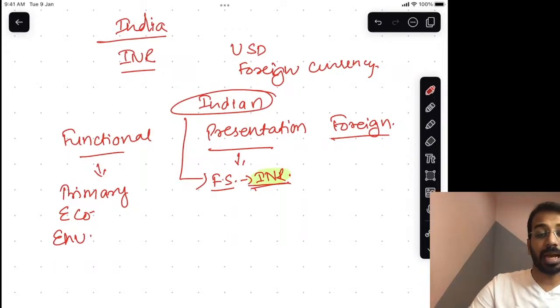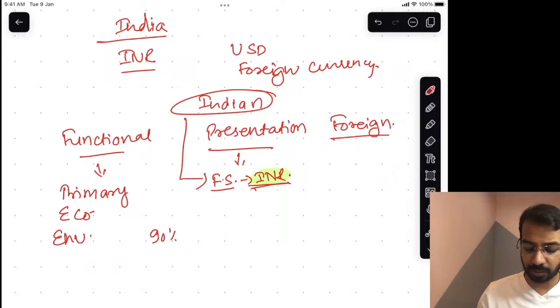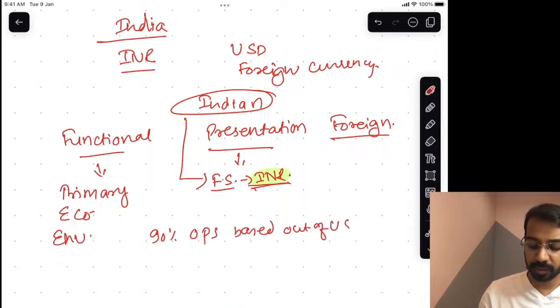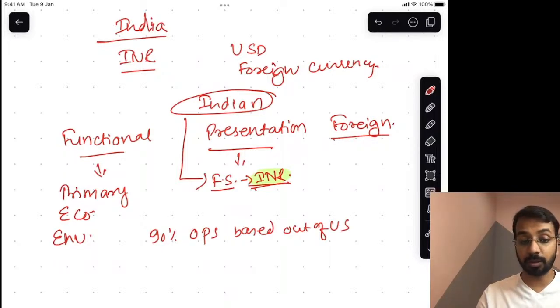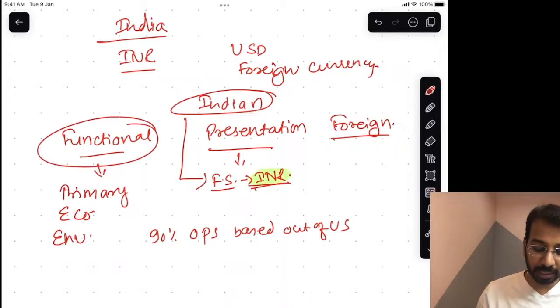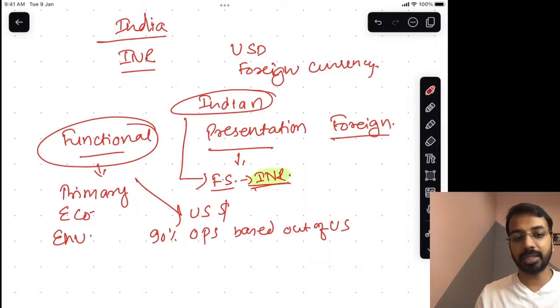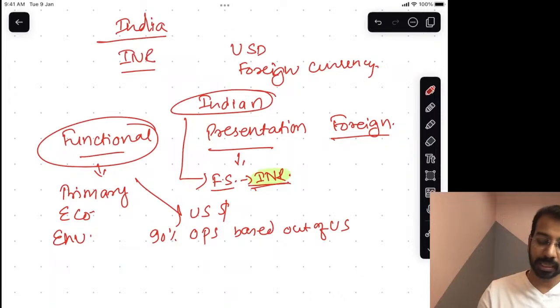Now, can an Indian company have USD as the functional currency? Very much possible. If, for example, this company has the majority, let us say 90%, of operations based out of the US. Majority of purchases happen in the US, majority of customers are in the US, majority of fundraising is in the US. In that case, the functional currency can be the US dollar. The presentation currency is the currency in which you prepare the financial statements, whereas functional currency is the currency of what?